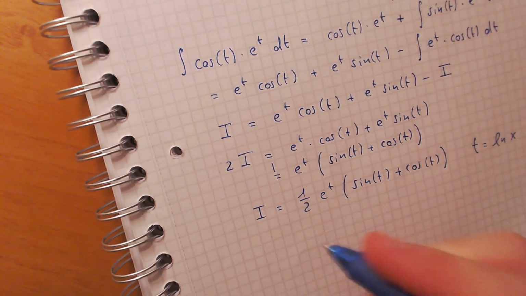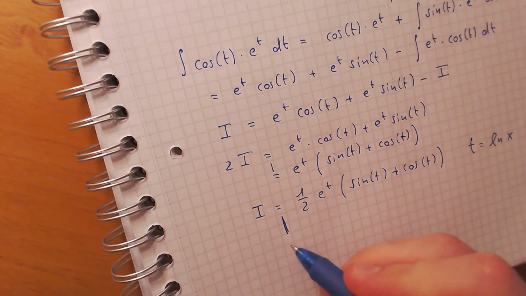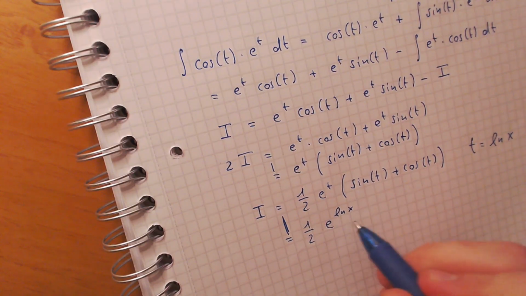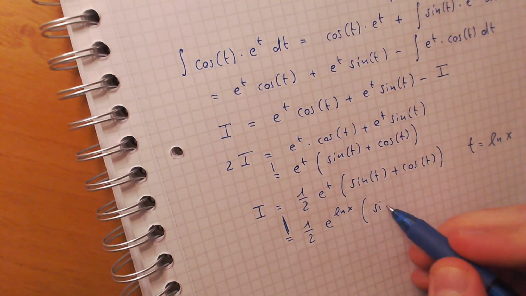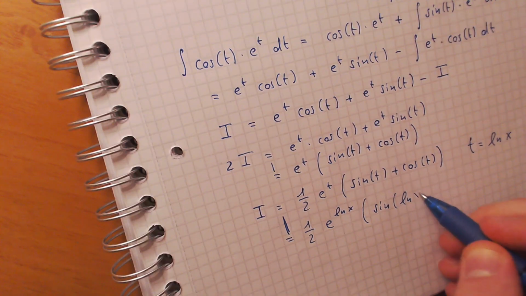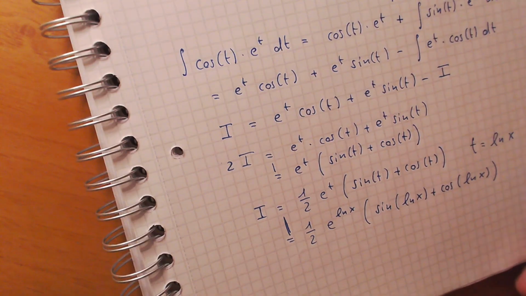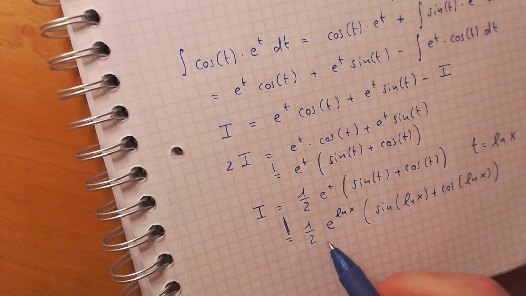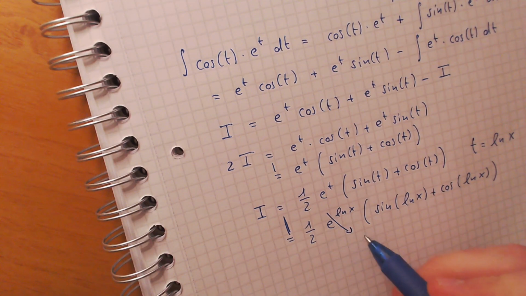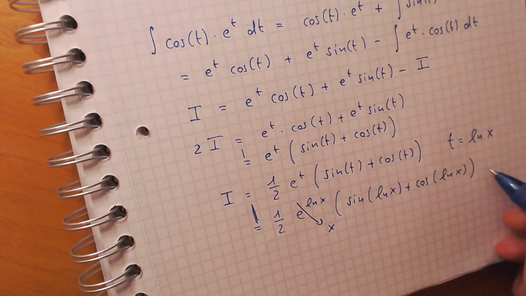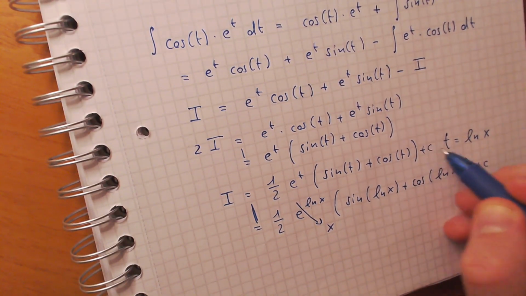So that means that the result will be 1/2 e raised to the power of natural log of x times sine of natural log of x plus cosine of log of x. And we know that this is just x, so here we can also write simply x. Okay, and obviously I also have to write plus C here.